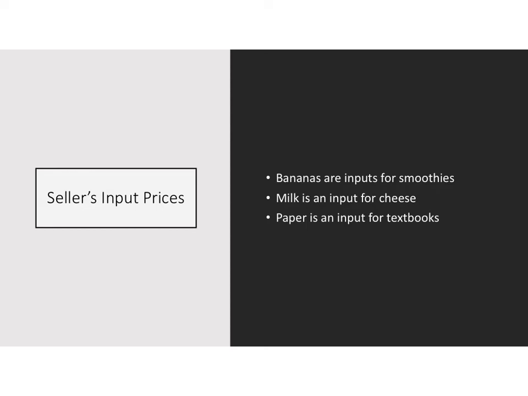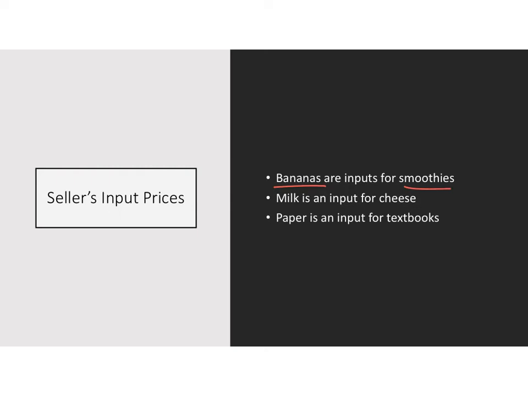One of the determinants of supply is sellers' input prices. When we think about inputs, we're thinking about those factors or those ingredients that are used to produce other goods. So for example, bananas are an input for smoothies. Bananas are one of the essential ingredients to produce smoothies.